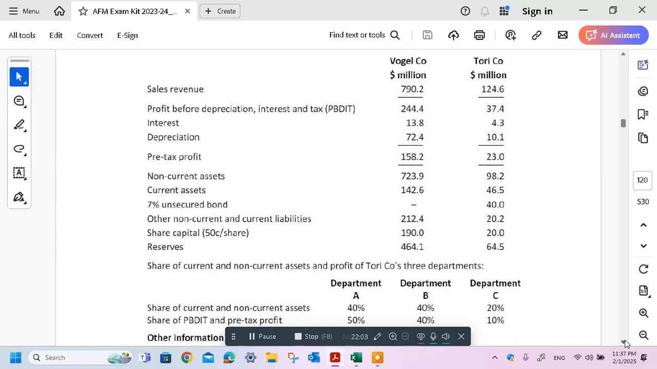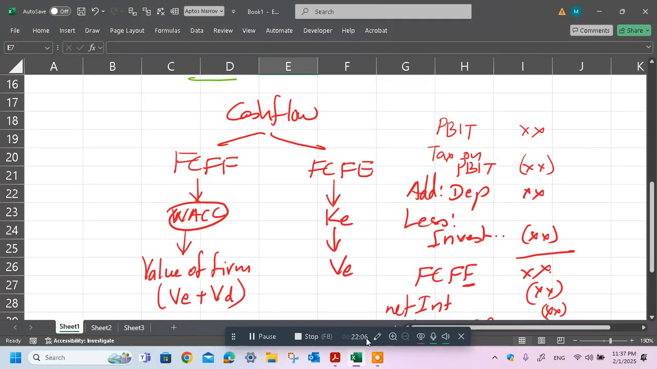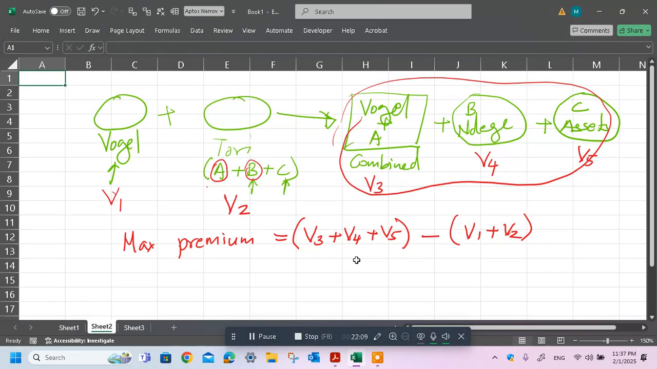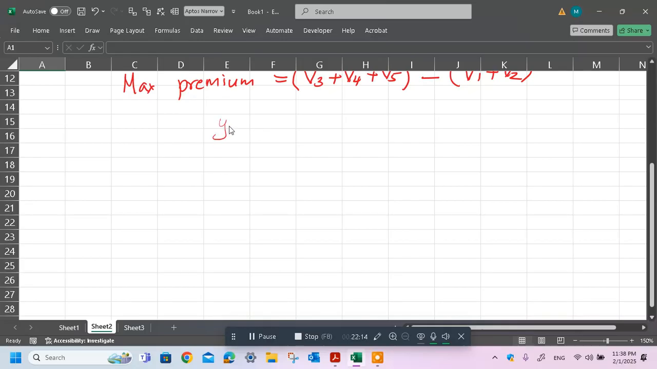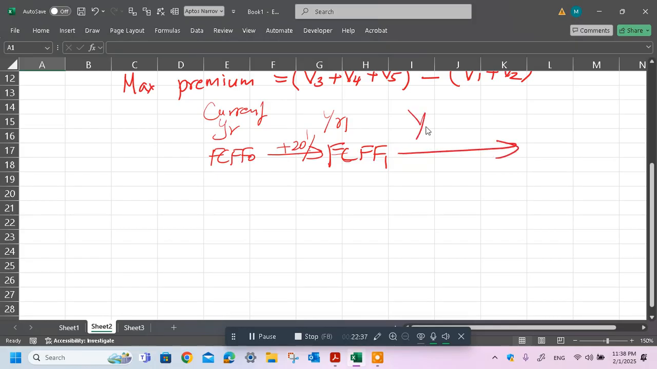So what I'm going to do, the plan is, if you read the question carefully, you will understand what they say here. This division, current year, I'll find their cash flow, FCFF 0, let's say. Then year 1 it increases by 20%. So I can find FCFF 1, first year cash flow. Thereafter year 2, year 3, and so on, every year it increases by 5.2%.